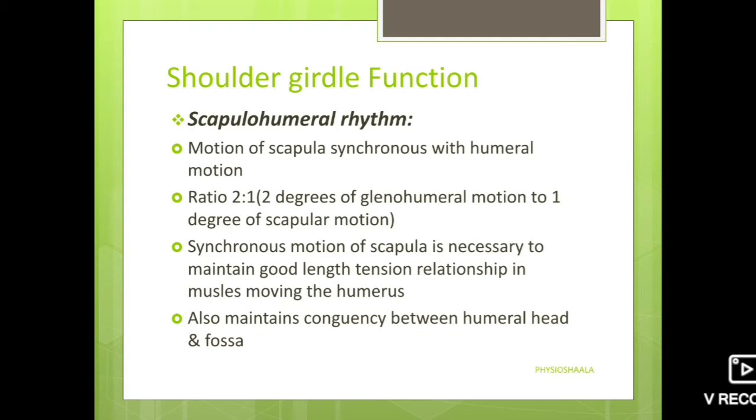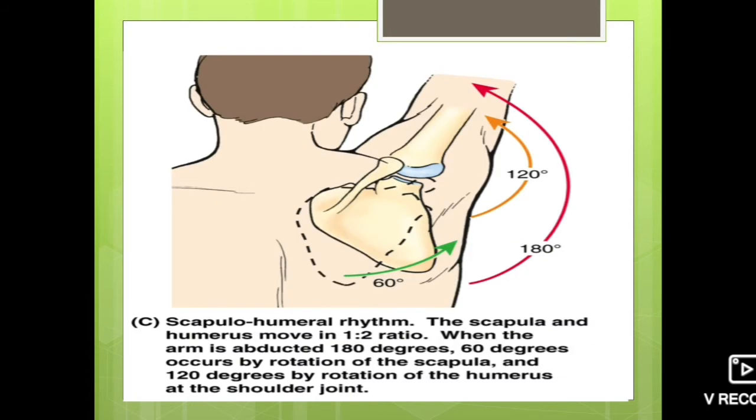It allows for 150 to 180 degrees of shoulder range of motion with a commonly accepted ratio of 2 is to 1. Why is it called 2 is to 1 or 1 is to 2? Because 2 degrees of glenohumeral motion to 1 degree of scapular motion. Synchronous motion of the scapula is necessary to maintain a good length tension relationship in muscles moving the humerus, and it also helps in maintaining congruency between the humeral head and the glenoid fossa.